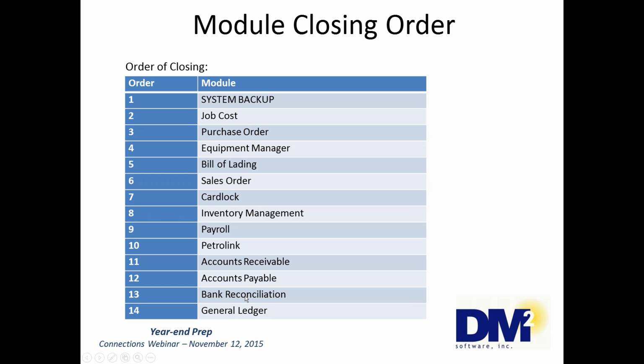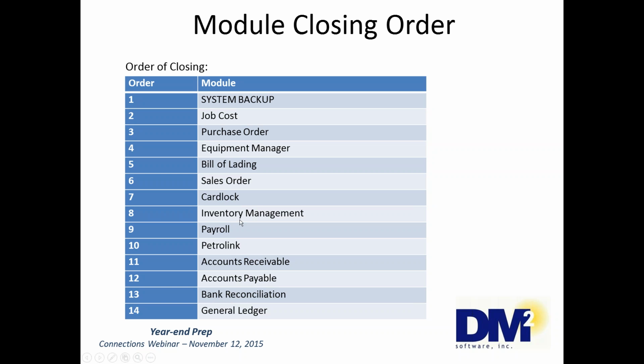Some of these do not have a period end, for instance, bank reconciliation, but you still want to leave that in your order of closing, because it's going to remind you, possibly, that you may need to record some bank transactions before you close your general ledger, so it's left on there. It's just a good practice to have there.